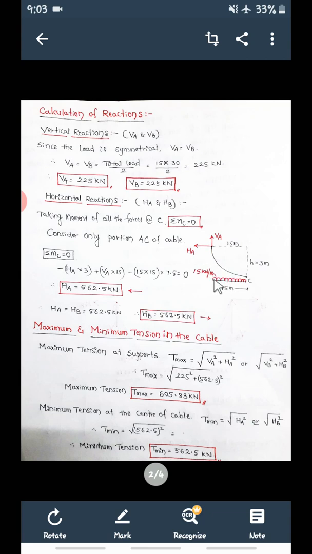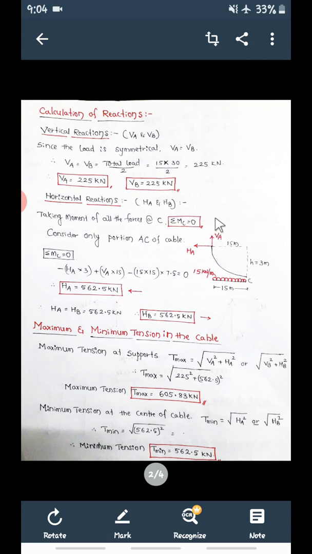Again, half UDL, that is 15 kilonewton per meter over a length of 15 meter. This dip is 3 meter. Now if you want to calculate the horizontal reaction, take only half portion of the cable and use the equation summation MC is equal to 0, moment at C is equal to 0. With reference to C, this HA is going to produce anticlockwise. So minus HA into 3. This is the perpendicular distance between HA and point C. So minus HA into 3.